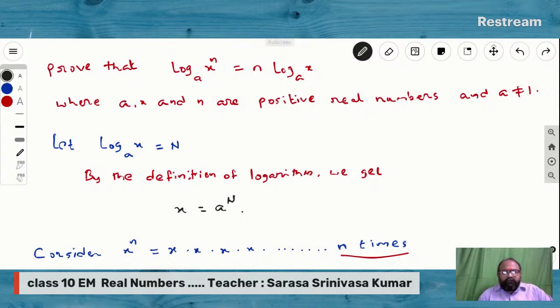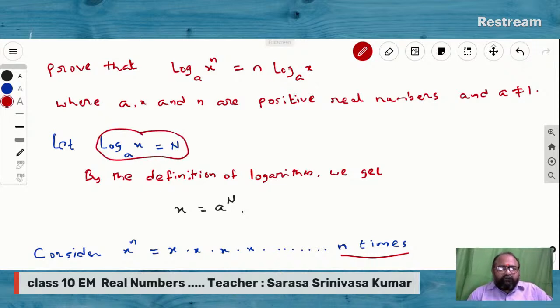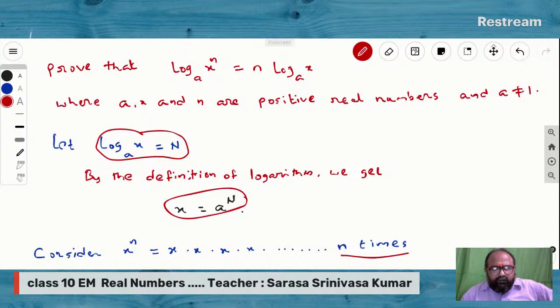Now we suppose that log x to the base a equal to n. We assume that log x to the base a equal to n. Then by the definition of logarithm, we can write x equal to a power n.